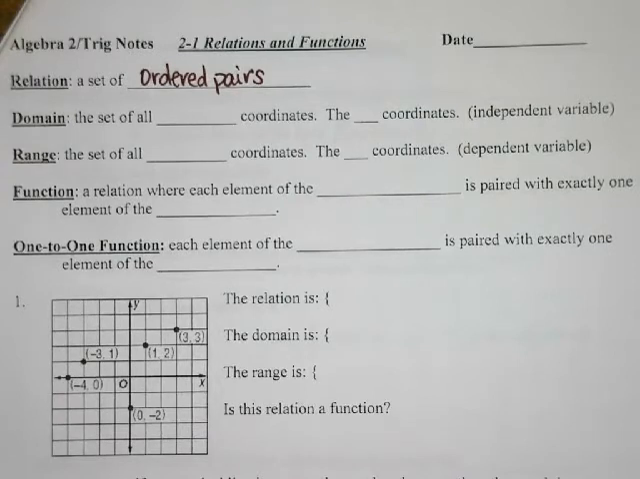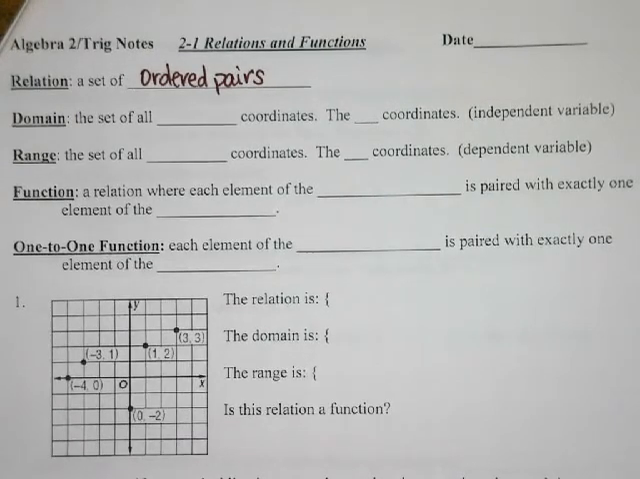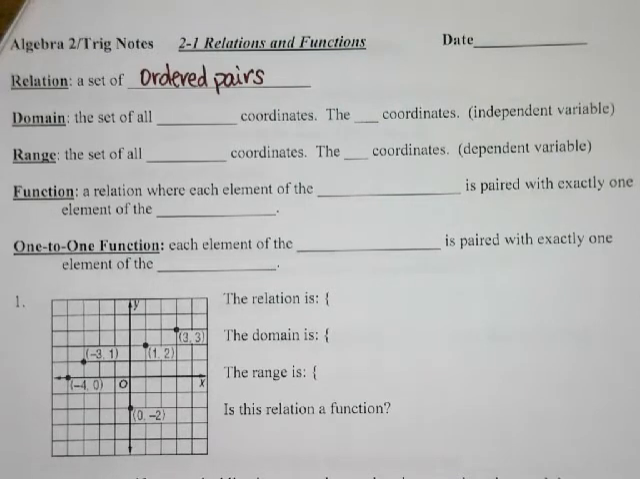Now, we didn't kindergarten dot-to-dot it. We don't connect the dots. It's just a set of points thrown up there. Think about a scatter plot or some data or something like that. That's just a relation.